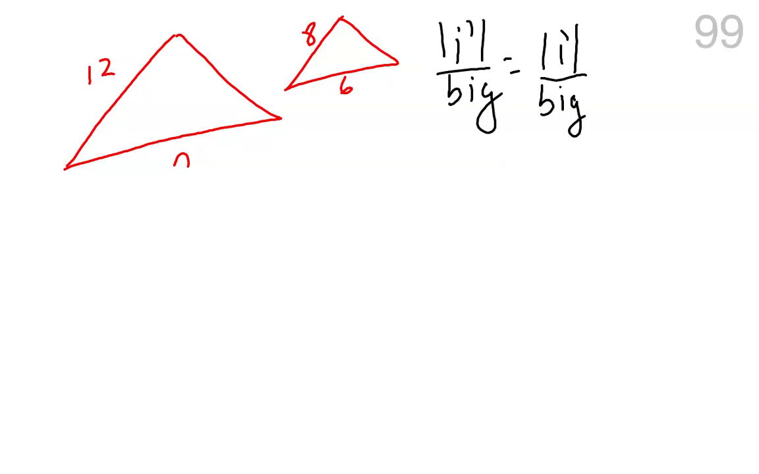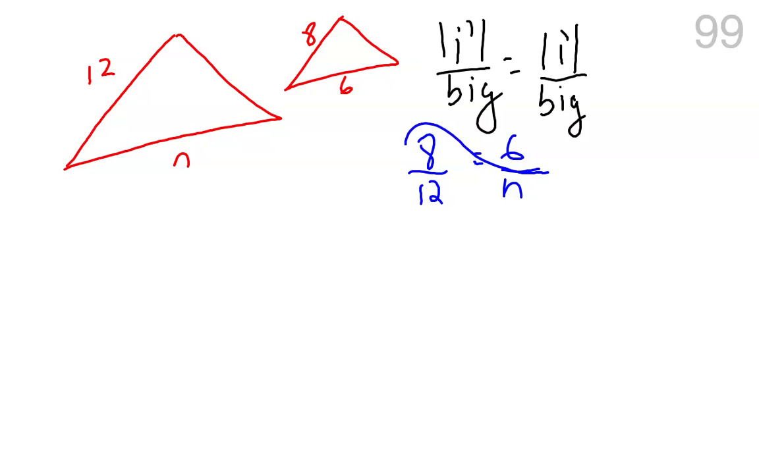Now, little is to big as little is to big. Little triangle, side that corresponds. Remember we talked about that word corresponds? Anybody remember what corresponds means? Matches up with. Everybody say corresponds. All right, look here. You see how the 8 matches up with the 12? So in my little is to big, I go 8 is to 12. Now, the 6 matches up with what? The n. 6 is to n.